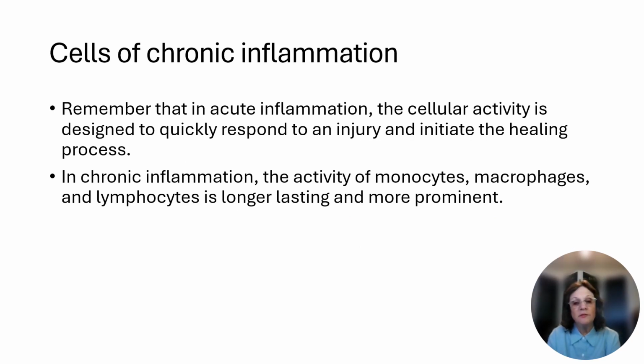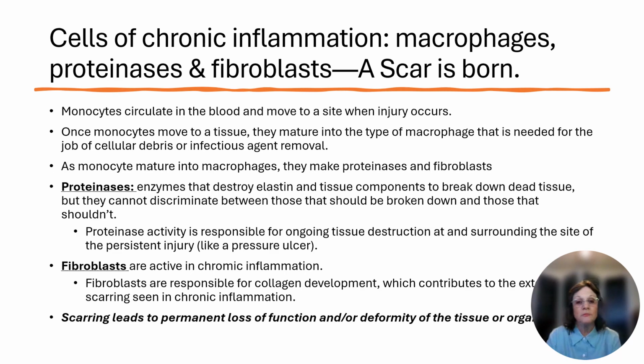Remember, in acute inflammation, the whole goal of the cellular activity is to quickly respond to the injury and trigger that whole healing process. Well, in chronic inflammation, we have this ongoing activity of monocytes and macrophages and lymphocytes of the immune system that just lasts a really long time and is more prominent. And in chronic inflammation, we end up having macrophages, proteinases, and fibroblasts that all work together to create scarred tissue.